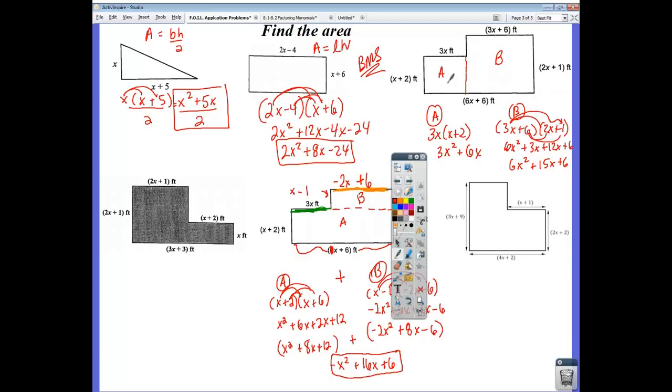So how do I find the area of the entire thing? To find the area of the entire thing, you need to add them up. So area of A plus the area of B. This is the area of A, and then I'm adding on the area of B. I'm going to write the final answer up here, in green for money. So we get 3x squared plus 6x squared gives me 9x squared. And then 6x plus 15x gives me 21x. And then plus 6. This is the area of the entire shape.